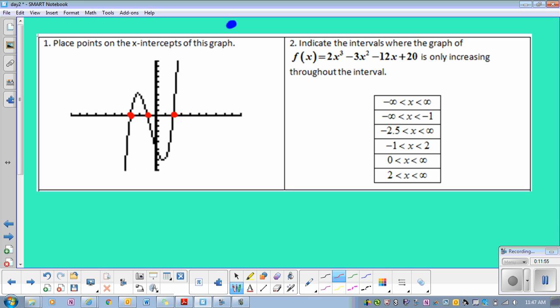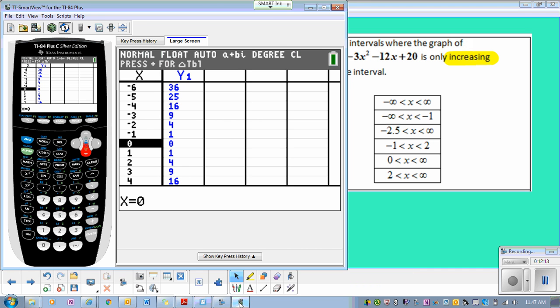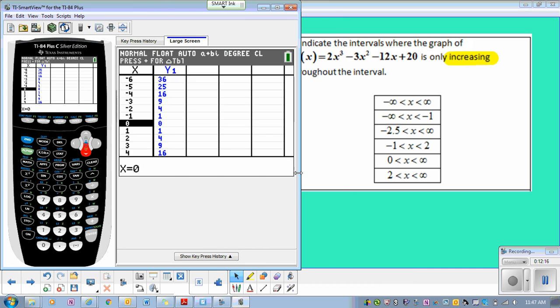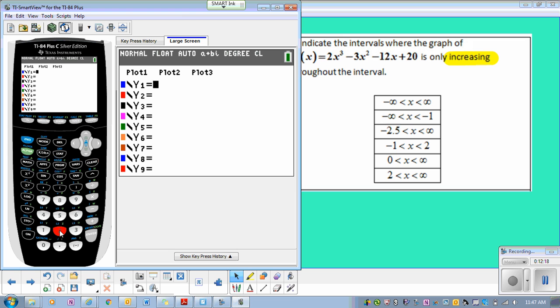Number 2 says, indicate the intervals where the graph of that function is only increasing. Only increasing. If you wanted to use your tools, you could use your highlighter to highlight increasing. This I would put in the calculator. Go to your y equals, put this in. Everyone should be doing it. Don't just watch me.